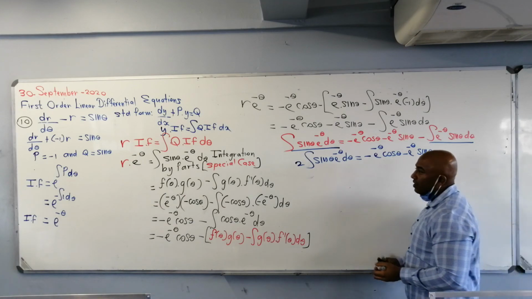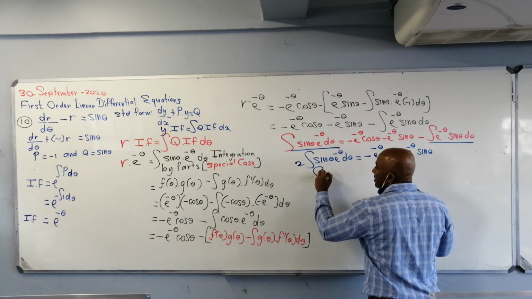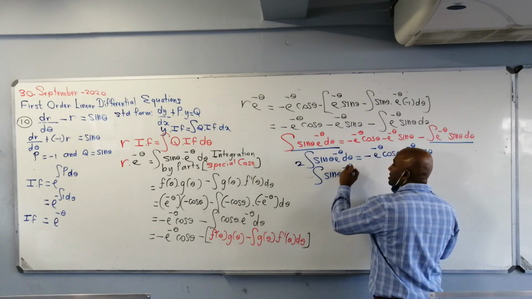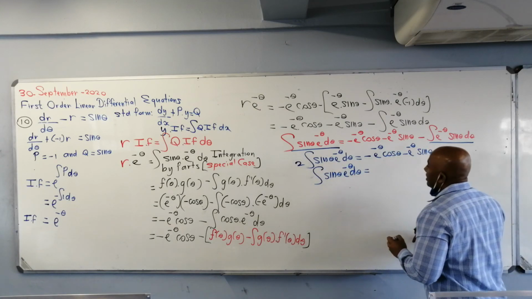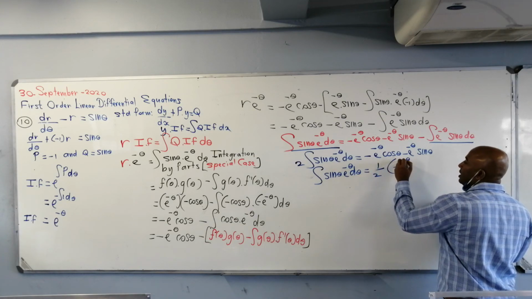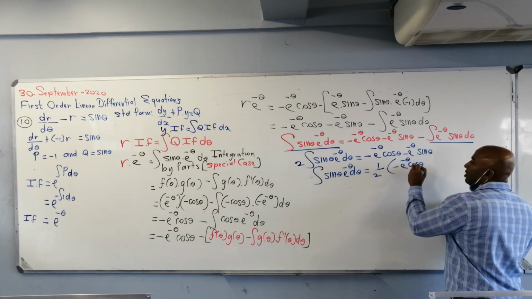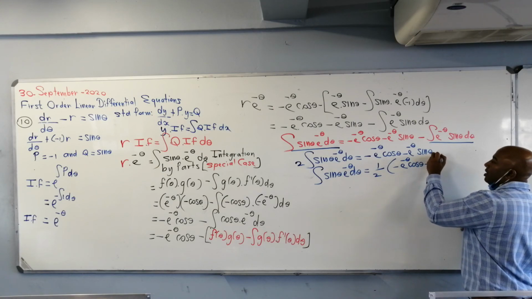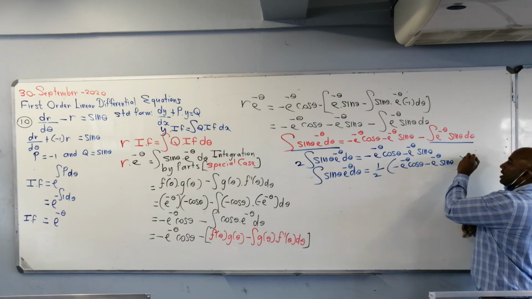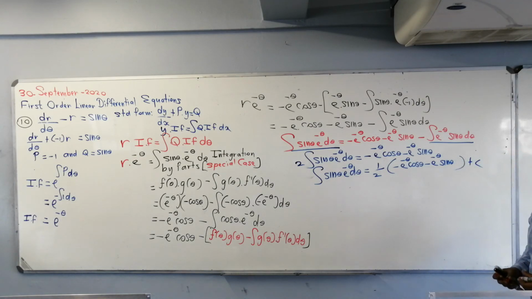So all I have to do now is divide. So the integral of sine theta e to the power minus theta d theta is equal to 1 over 2 times e to the power minus theta cos theta minus e to the power minus theta sine theta, and now we can put down our plus c.